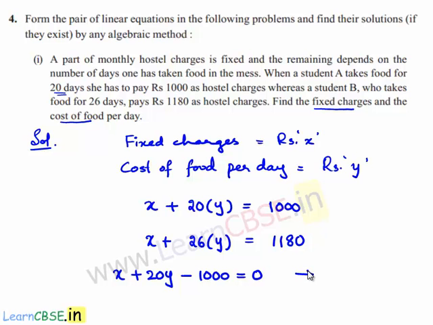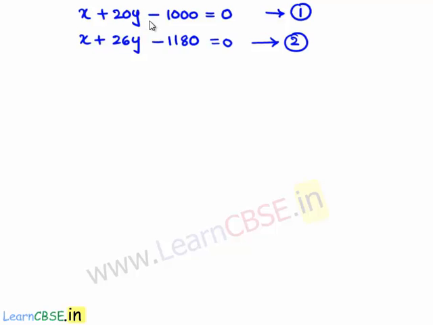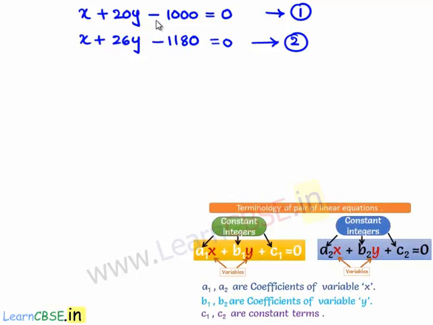Therefore, the equations become x plus 20y minus 1000 is equal to 0. This is equation number 1. And x plus 26y minus 1180 is equal to 0. This is equation number 2. Now, let us solve these linear equations by cross multiplication method.